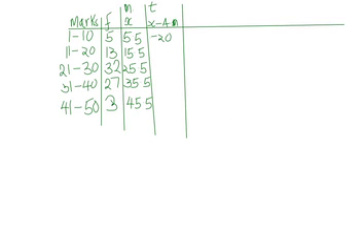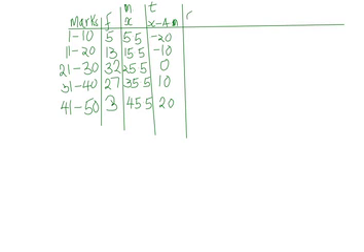15.5 minus 25.5 gives us negative 10. 25.5 minus 25.5 is 0. Then we have 35.5 minus 25.5, it will be 10. 45.5 minus 25.5 will be 20. In the next column, we will take the ft.